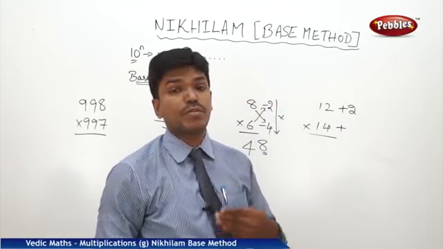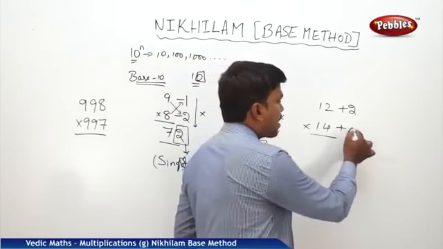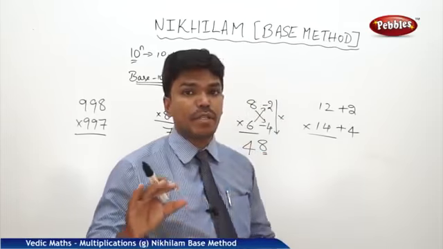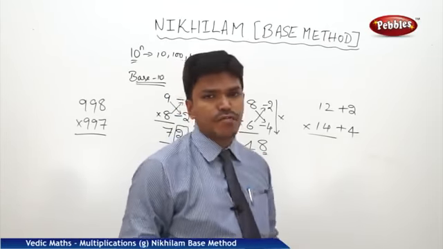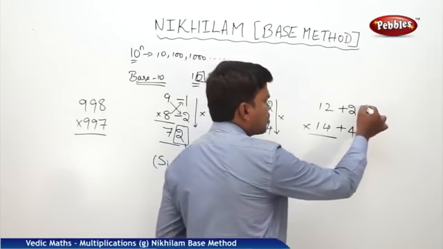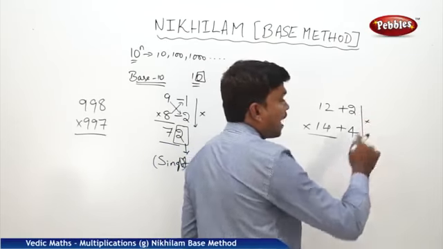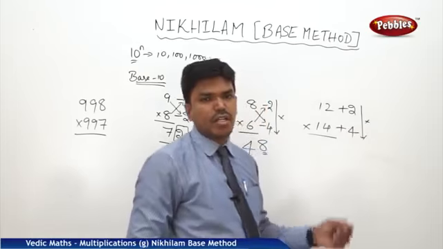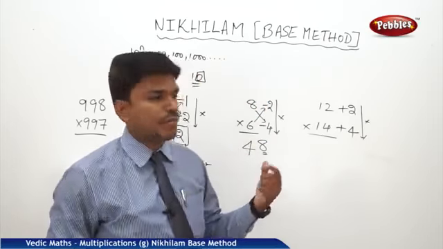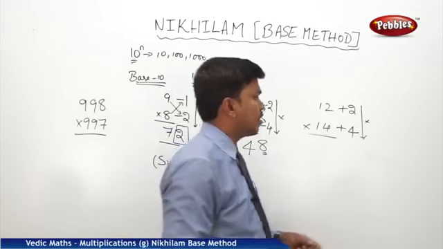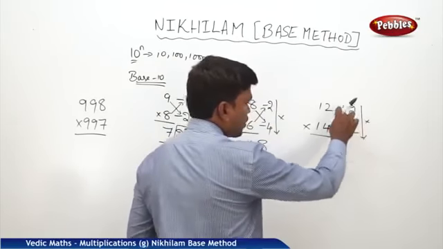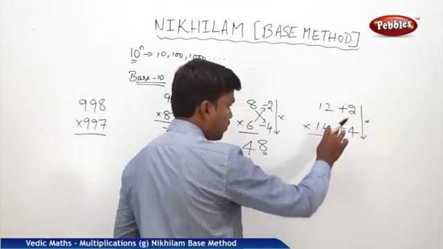So 14 means how much more? 4. When you compare with the base 10, it is 4 more. So right here plus 4. Now, as usual, multiply the excess terms this time. In this case they were deficient, but in this case they are excess. You just multiply the excess terms. So 2, first of all, plus into plus, you will get plus only.